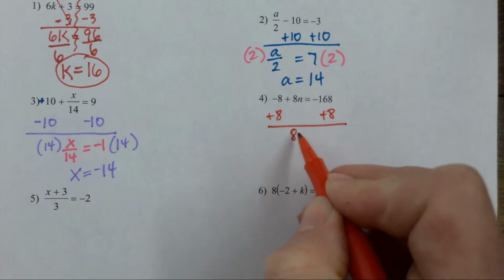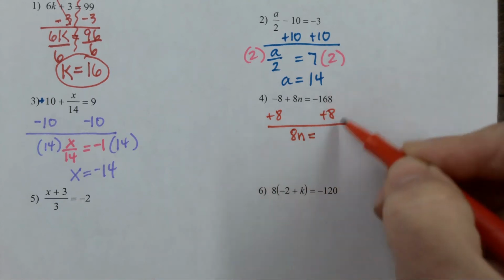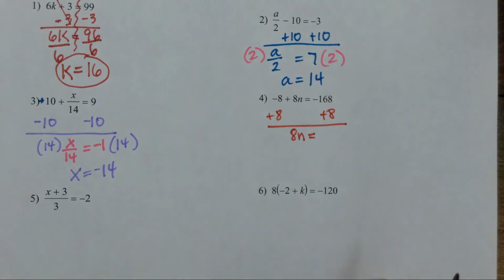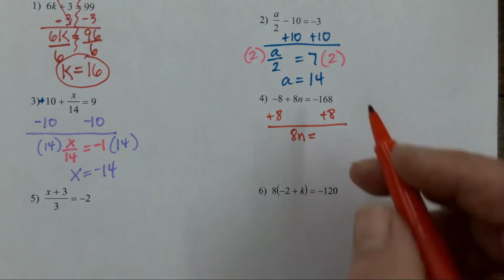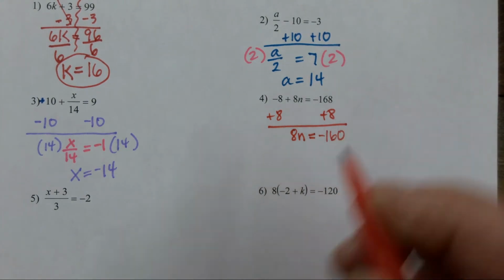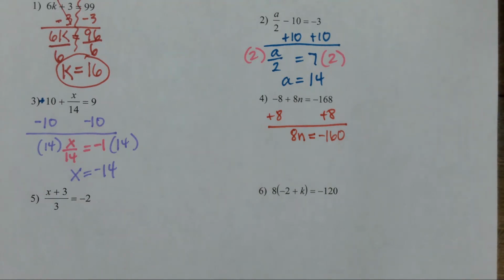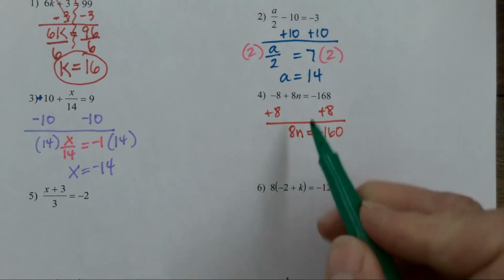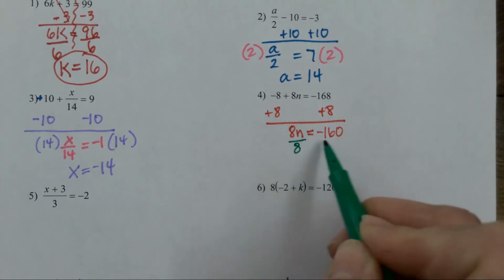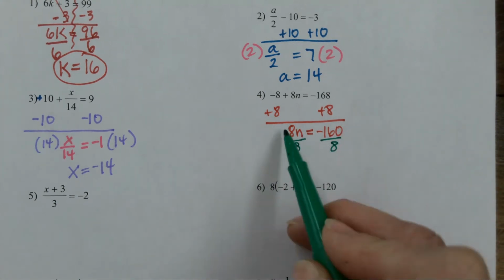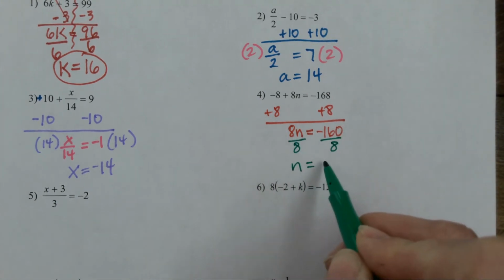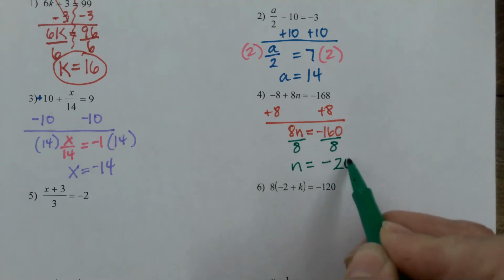So 8n equals, then I have to do this math. Negative 160. Okay. What's wrong? Are you warm? Uh-oh. Okay. How do I get rid of the 8? It's being multiplied. Divide. Yep. So n equals negative 20. Watch out for your signs.